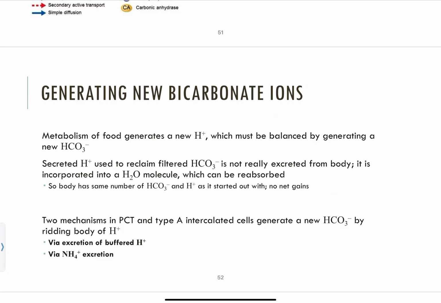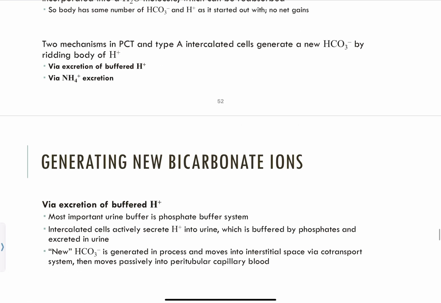proximal convoluted tubule. And I mentioned that there's 2 types of intercalated cells in the collecting duct, type A and type B. I told you just to hold that thought right now. We'll talk about them again. So the type A intercalated cells in the collecting duct, these are capable of generating new bicarbonate by getting rid of hydrogen ions.